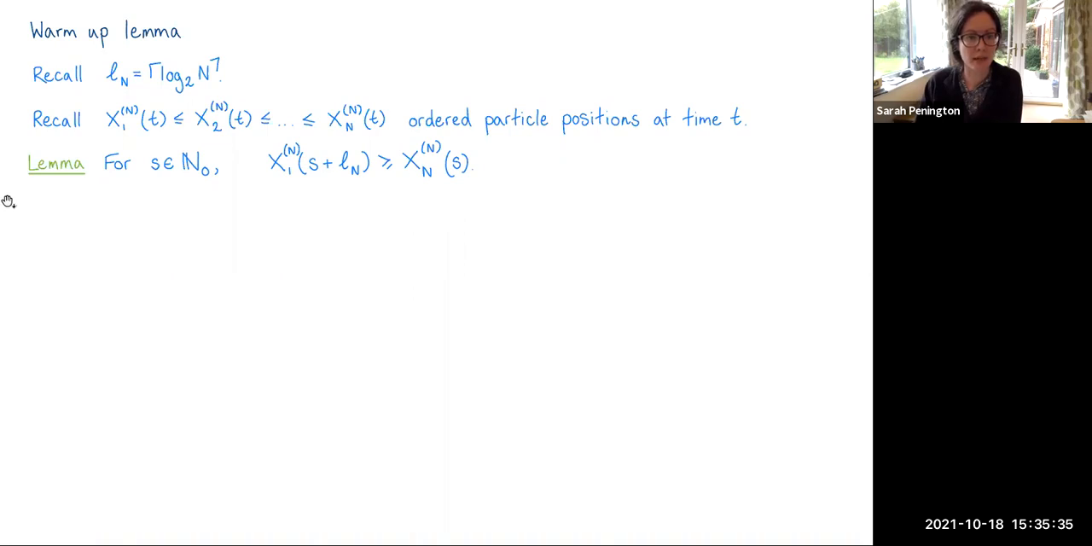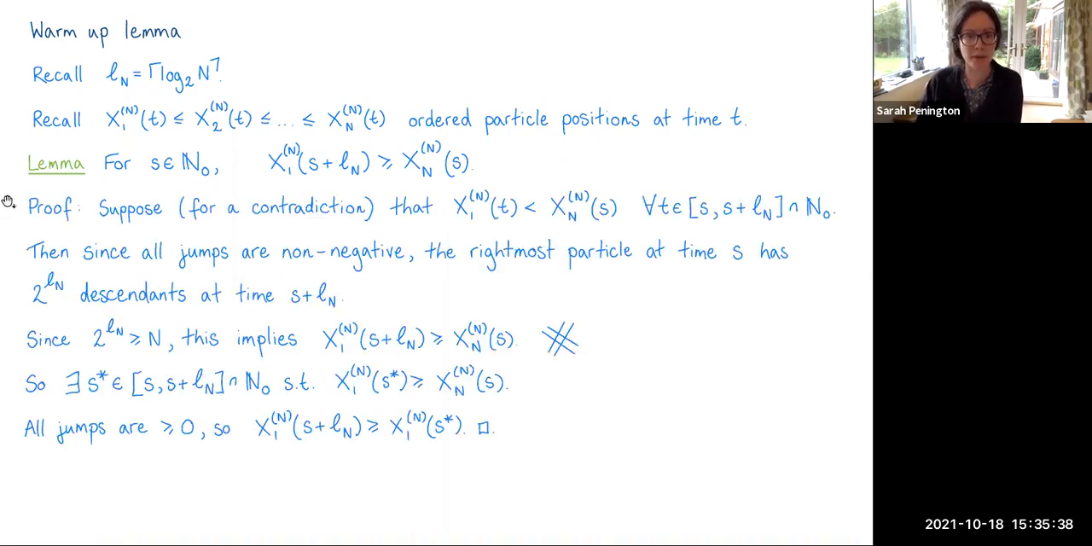So how do we show this? Well, one way is a proof by contradiction. Let's suppose, aiming for a contradiction, that x1n of t is strictly less than xnn of s for all integer times t between s and s plus ln. So this supposes that the position of the leftmost particle at all these times t is always strictly to the left of the position of the rightmost particle at time s. So what would happen then? Well, because all of our jumps are non-negative, what happens to descendants of the rightmost particle at time s?